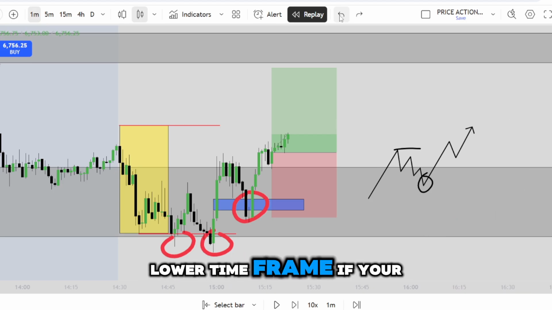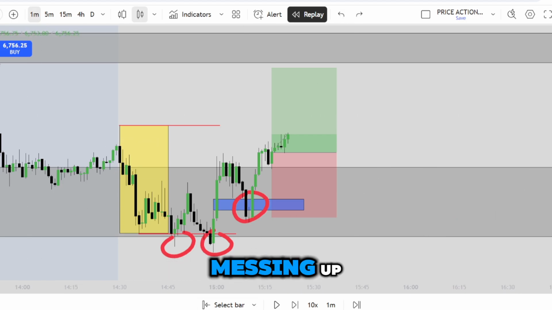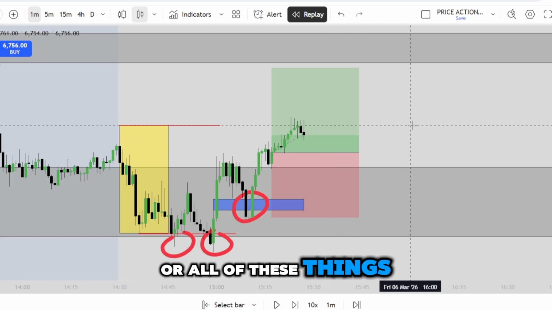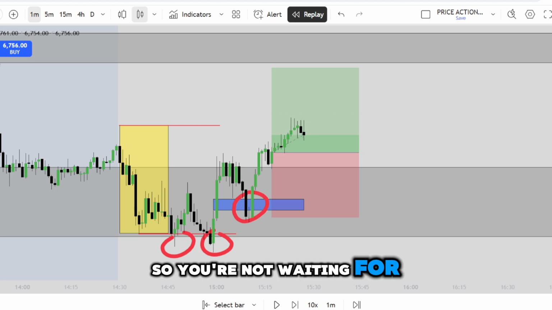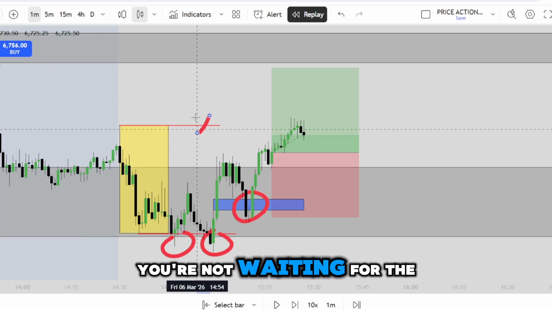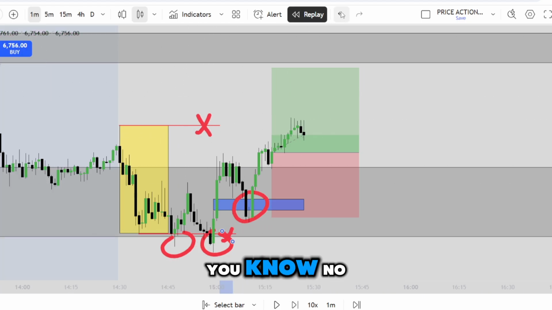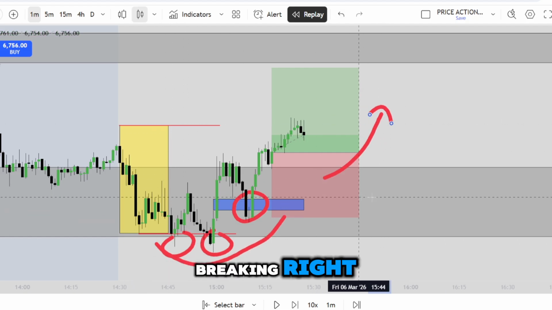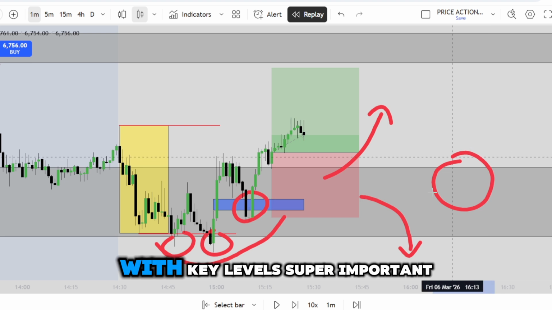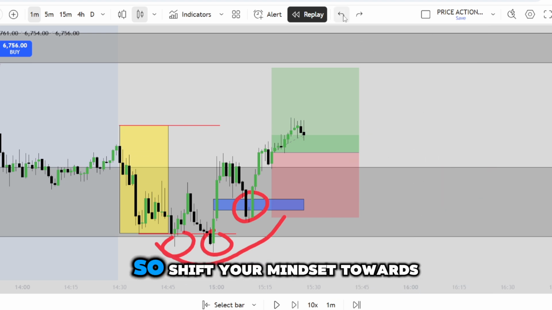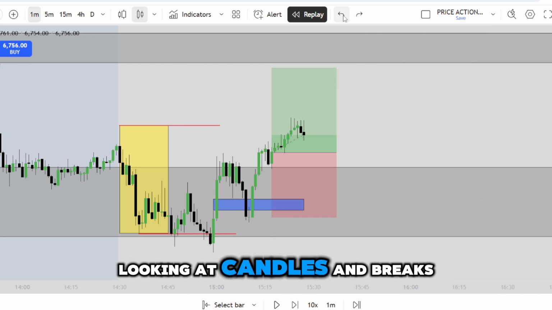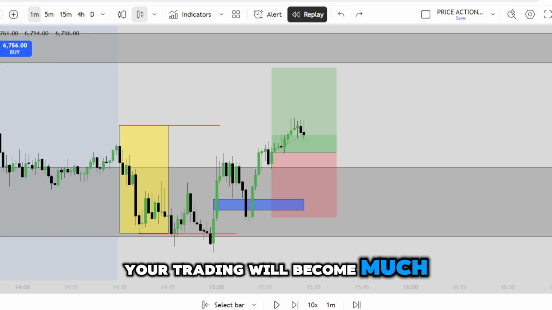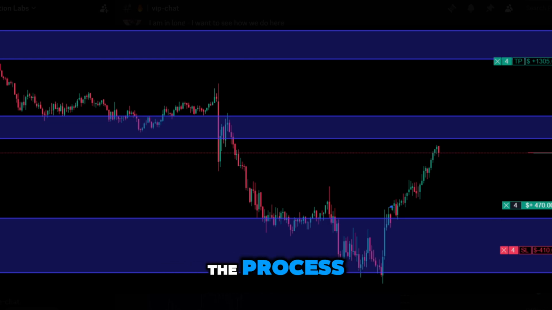Lower time frame, if your lower time frame executions are messing up, it's just because you don't understand one or more or all of these things, right? This is a common mistake I see: you're not waiting for the high or the low to be broken. No, you're using that as a confluence. You want to see the price action as you are breaking, with key levels, super important. So shift your mindset from looking at candles and breaks to looking at levels and absorption, right? Your trading will become much easier and more fun in the process.